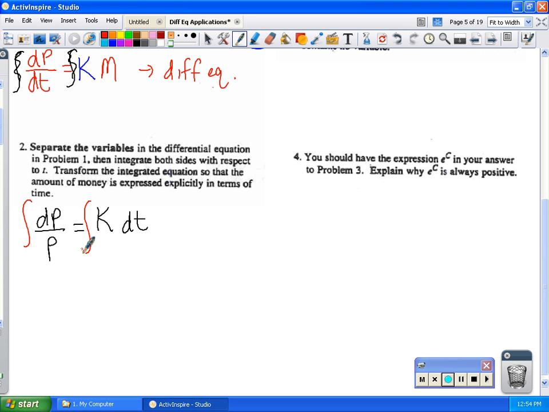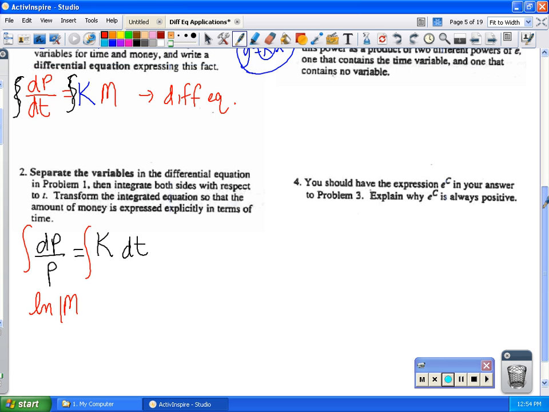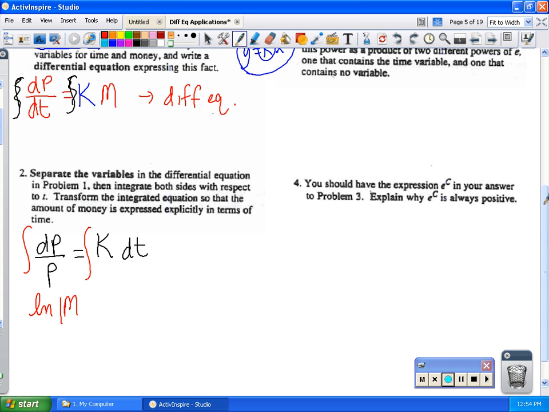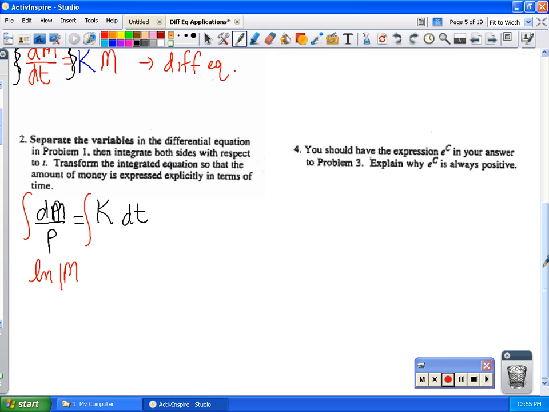I'm going to find the antiderivative of both sides, so we know that dp over p, when you find the antiderivative, is ln of the absolute value of, sorry, I didn't mean to change the variable. Let's back up here a little bit. I apologize for my mistake. I'm thinking about a problem that's coming up. This should not have been dp, it's dm, the rate of change of money with respect to time. Please make that clarification. I'm glad I caught that. So dm, the rate of change of money with respect to time.